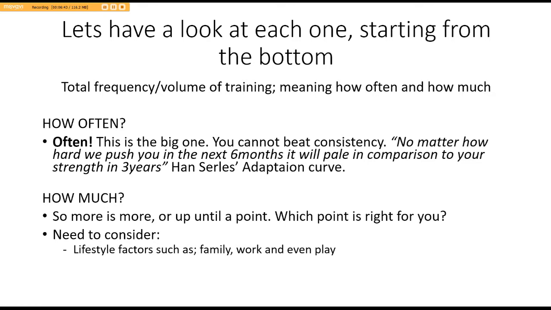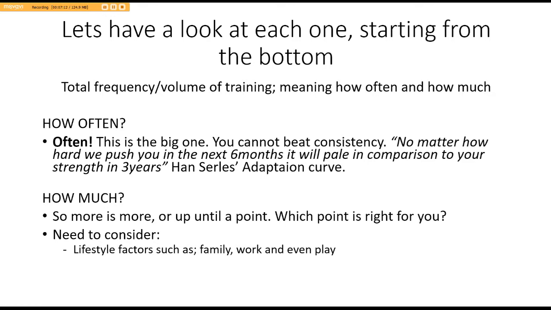Can I commit to doing 4 hours of exercise a week? Can I commit to doing 8 hours of exercise a week? Consider lifestyle factors such as family, work, and play. Ideally, you do not want to create for yourself a long shot goal when it comes to volume. You want something that's attainable, because then you're meeting your own needs and a sense of accomplishment is achieved.